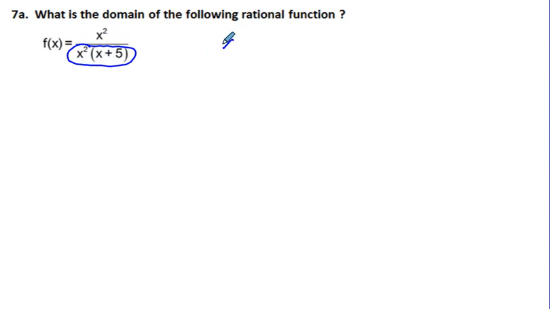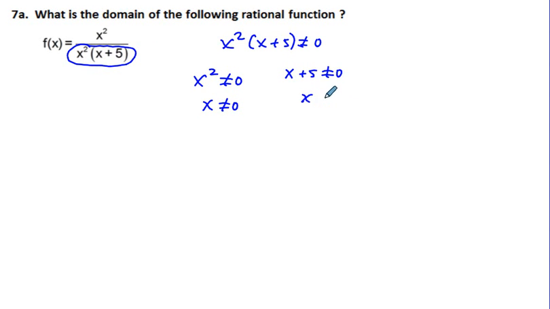So if we set our denominator, in this case x squared times quantity x plus 5, equal to 0, we will see what x cannot be. And so that basically cannot equal 0, because we can't divide by 0. So x squared cannot equal 0, therefore x cannot equal 0. And then also x plus 5 cannot equal 0, so x cannot equal -5.